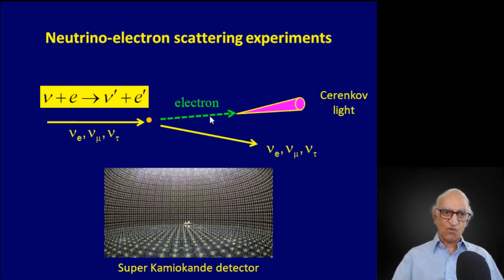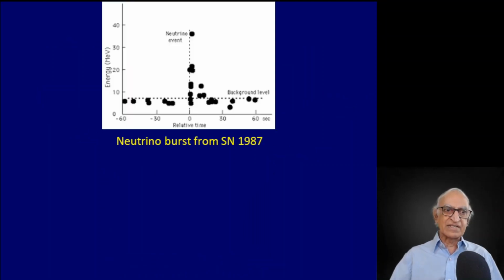So if 10 to the power 57 neutrinos had been produced in the explosion of that particular star in the Large Magellanic Cloud, then a fraction of those neutrinos should have been detected by this Kamiokande detector, which was of course set up for an entirely different purpose. And lo and behold, it did detect a burst of neutrinos exactly when the star exploded.